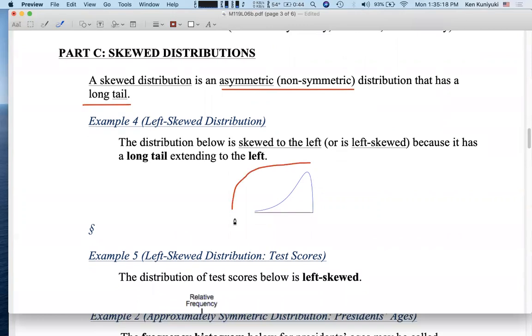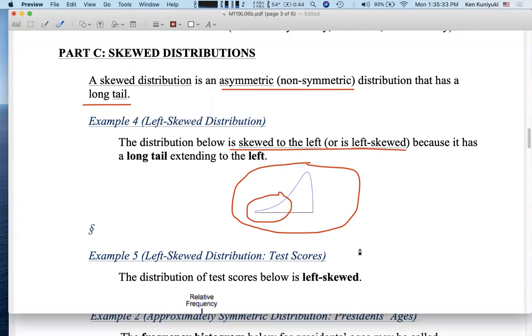This here is an example of a left skewed distribution, or a distribution that's skewed to the left. Again, think of this as a smoothed out histogram. It's called a left skewed distribution because it has a long tail extending to the left.